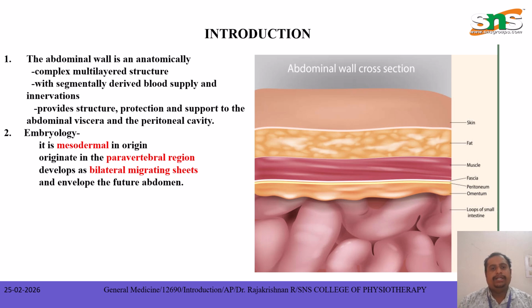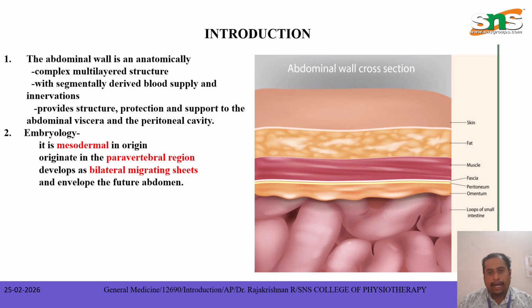structure. We can divide it according to the blood supply which is supplied, and the innervations of the muscles, the innervations of the nerves. The structures are well structured to protect the abdominal organs in the peritoneal cavity. In embryology, meaning how the organ develops, the mesoderm is the origin, and it originates from the paravertebral region as bilateral migrating sheets, which develop into the bilateral migrating sheets, and the abdominis is enveloped further.